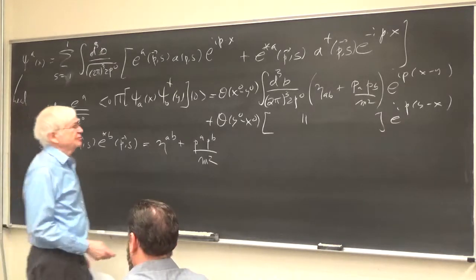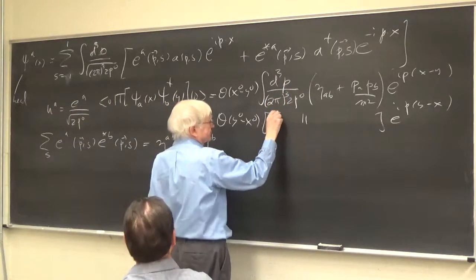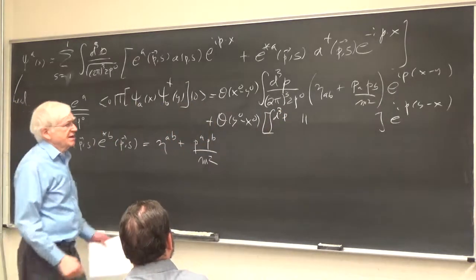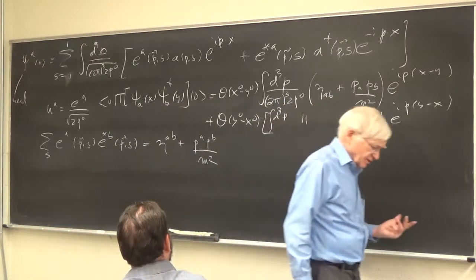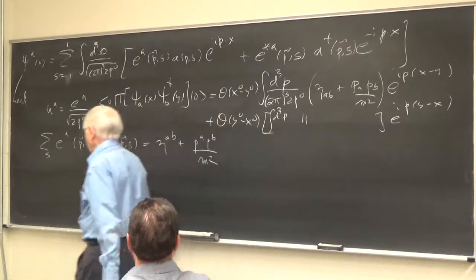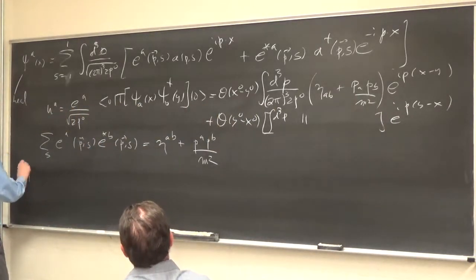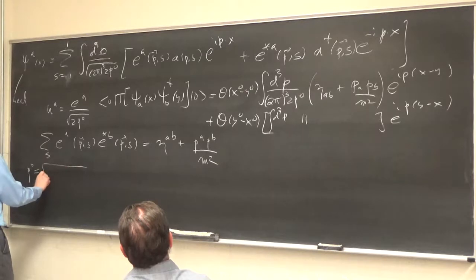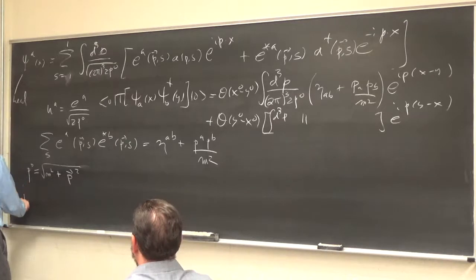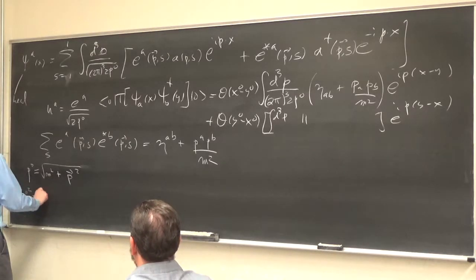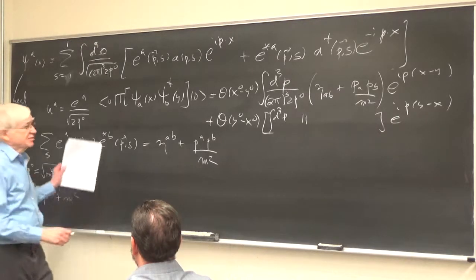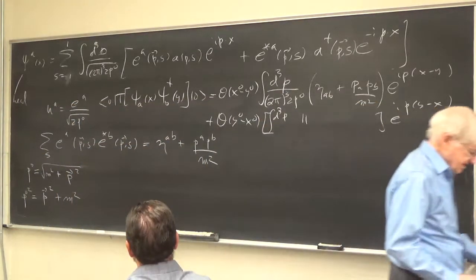Notice these are d³p integrals, and consequently, the p's here are physical momenta. That is to say, p0 is the square root of m squared plus p vector squared. And consequently, p0 squared is p vector squared plus m squared. So in the right-hand side of this equation, that's what the p's are.